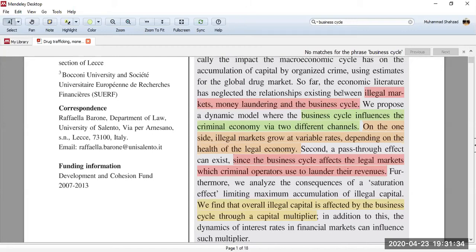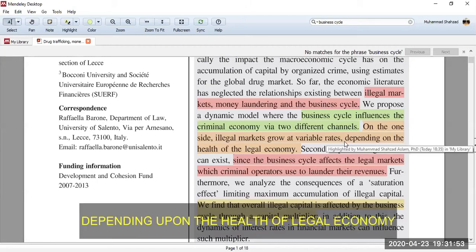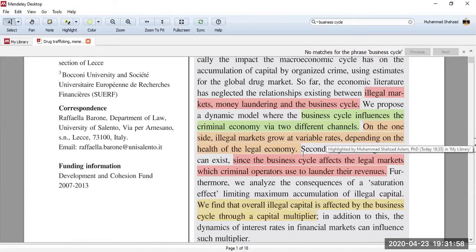But when we talk about the relationship, there is a relationship between money laundering, the money produced from the illegal market, and the business cycle. And that's actually what they're talking about in that model, and they're discussing it in the abstract. If you see that orange highlight, they mentioned that illegal markets grow at variable rates depending on the health of the legal economy. Yes, we know that the legal economy is very important, because if the legal economy is good, then the illegal market slows down. But if the legal market or economy is not good, then the illegal market will grow.